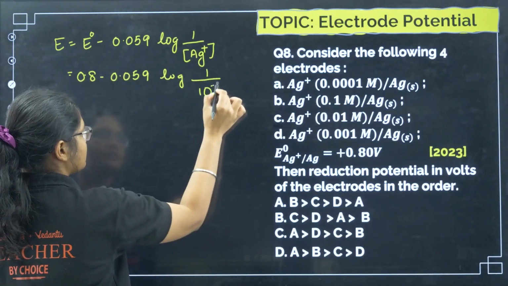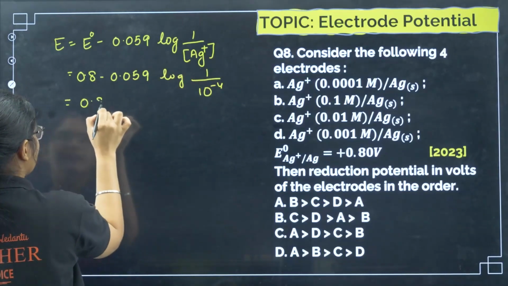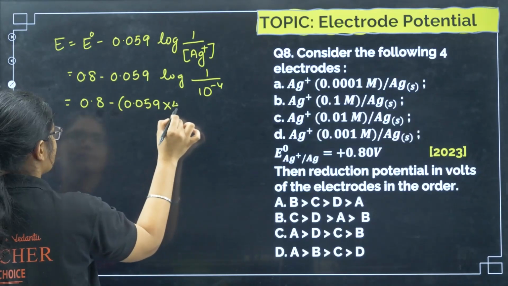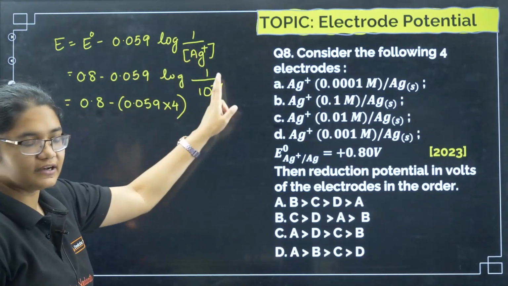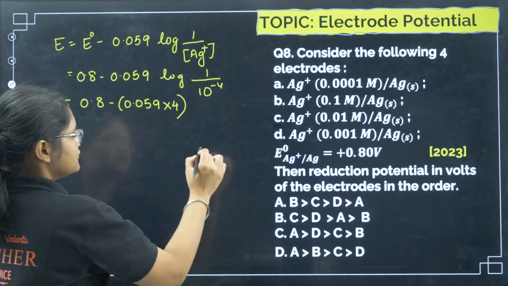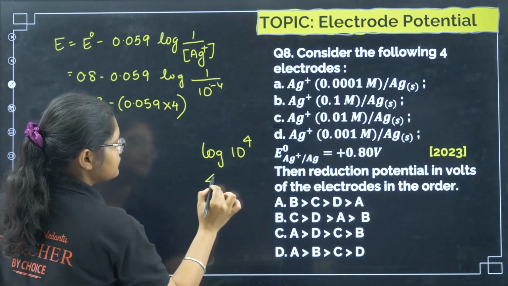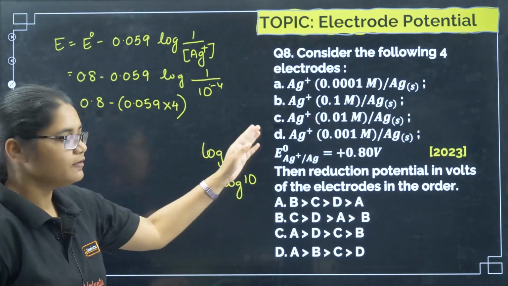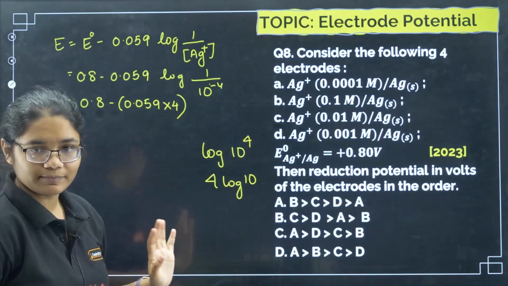So this becomes 10 to the power of minus 4, it goes up, and we will get 0.8 minus 0.059 into 4, right? This goes up, plus 4 log 10 is 1, so I will get 0.059 into 4. I hope this is clear. So I can write log of 10 to the power of 4, and that is 4 log 10. Log of anything to the power of x will become x log 10, and log 10 value is 1, so this value became 4. I hope this is clear.